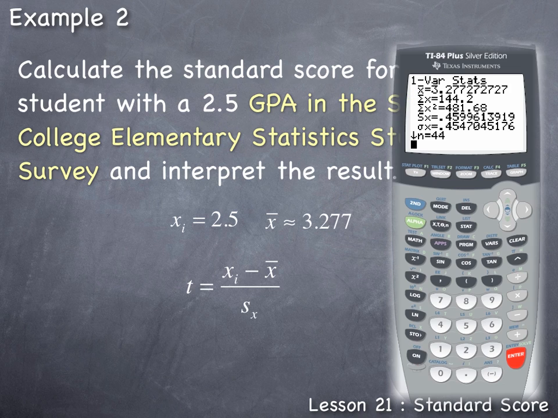For s sub x, the sample standard deviation, we've got 0.459961319. Again, we could use all these decimal places, but if we're going to round off, we need to carry at least one more decimal place than we need accuracy in the problem. And since the standard score requires 2 places after the decimal, we need to carry at least 3 places after the decimal for our sample standard deviation. So here we could use s sub x equals 0.460.